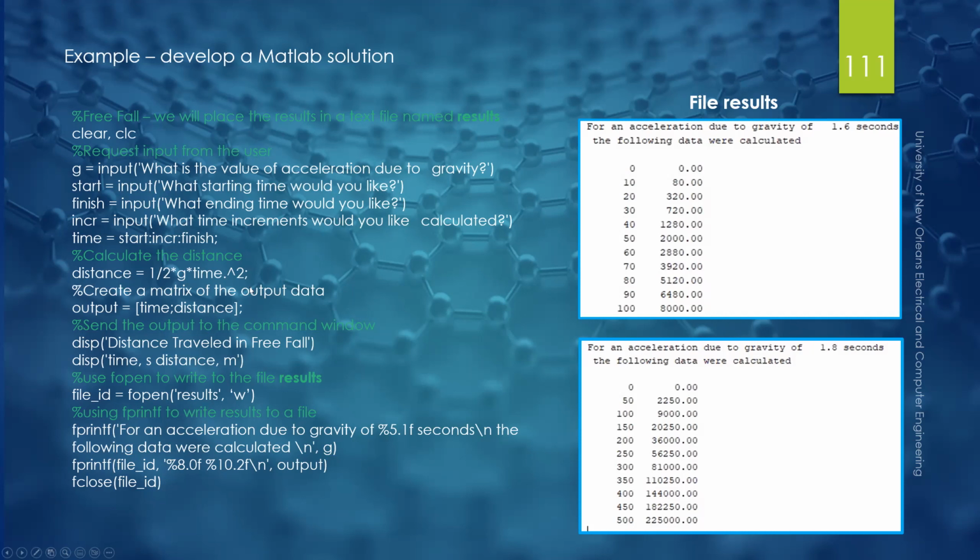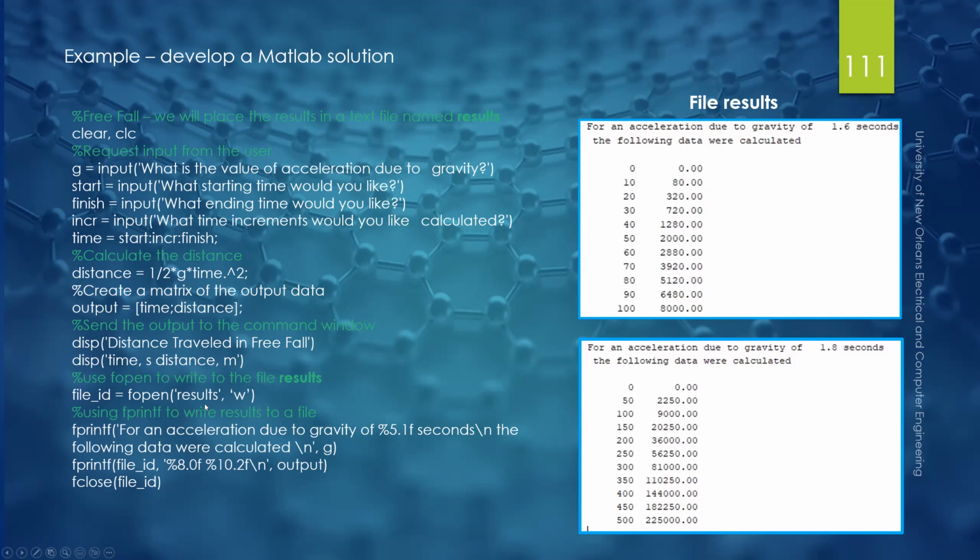But the main thing we want to do, our main purpose here, is that now that we computed this matrix, right, that we know has the information for the time and the distance, we want to save that information into a file we call results. Okay. So the first thing we're going to do is use the command fopen. Okay. And we're going to write to a file that we call results.